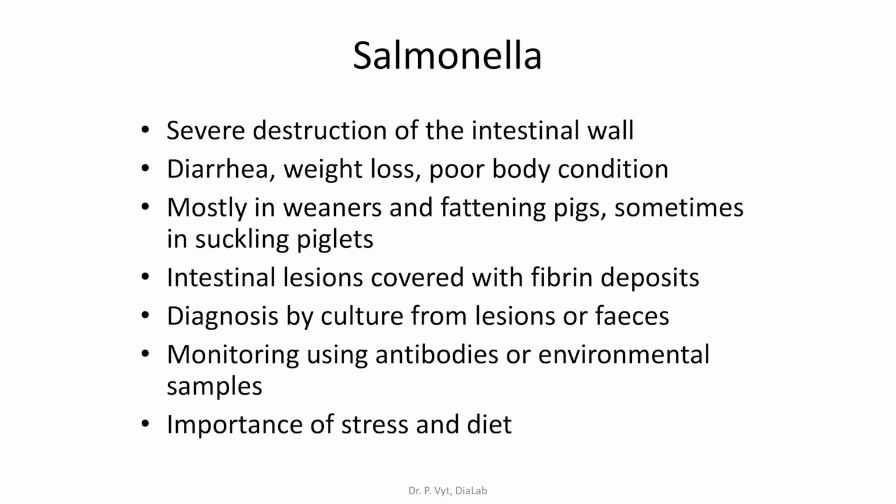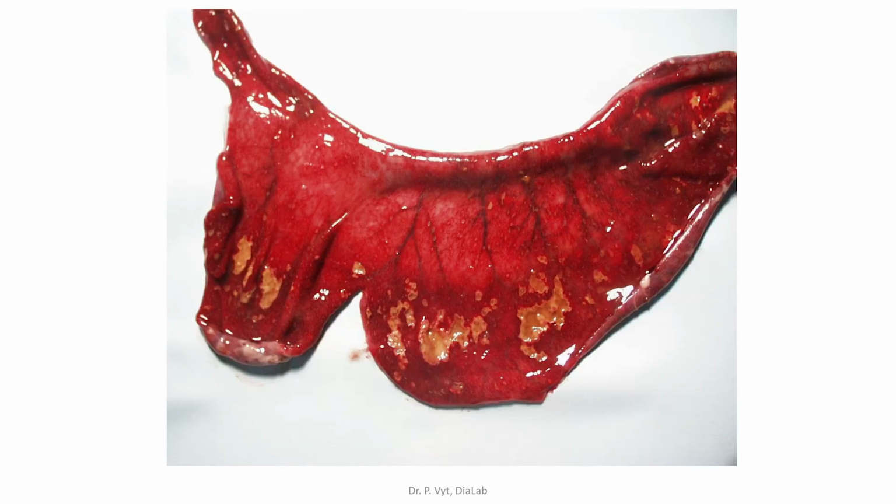Very important also is the diet which is given to the animals. It can favor or disfavor the bacteria itself, and also stress factors are important because in case of stress the intestinal movement is lower and the bacteria can adhere very fast. In this slide you can see the lesions of Salmonella, and you can see that the intestinal wall is really destroyed. You see ulceration within the intestine.